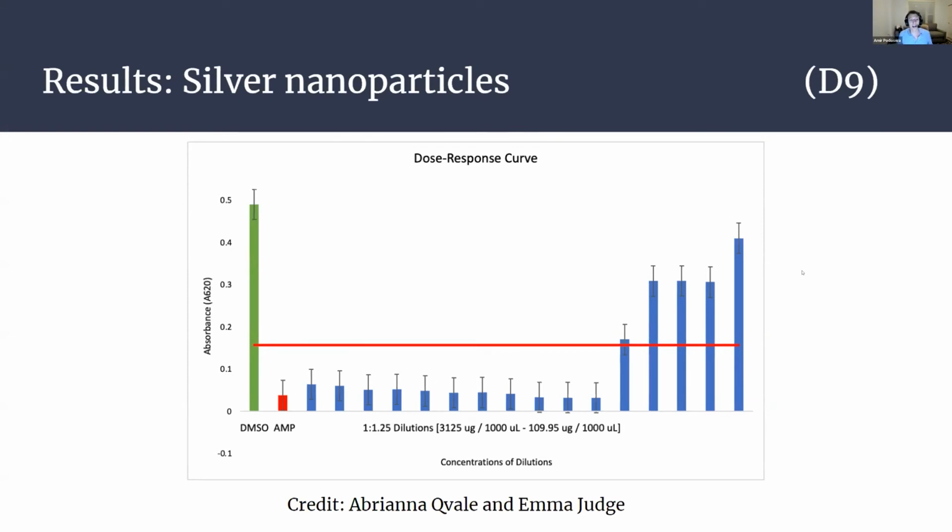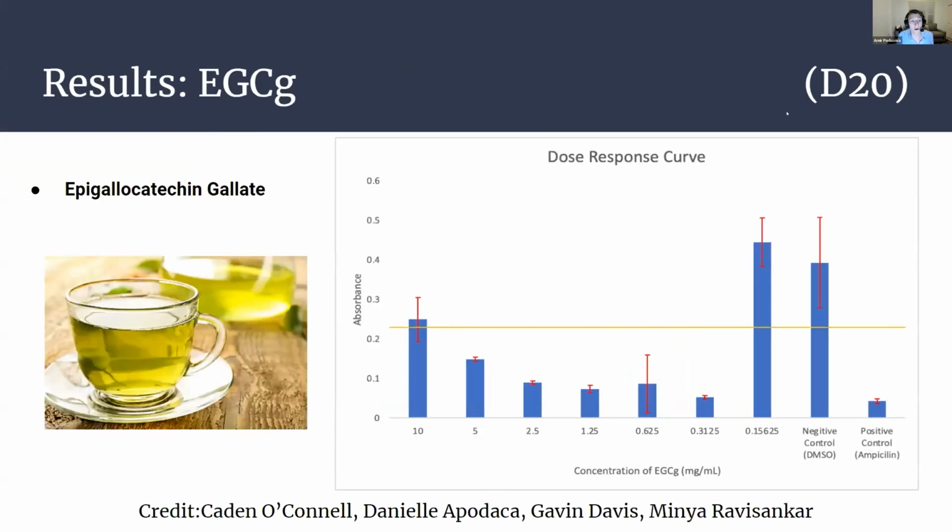I would also like to highlight another research that was conducted on epigallocatechin gallate. And epigallocatechin gallate, or EGCG, is a compound commonly found in green tea. And this compound has been theorized to have many health benefits before. And this group of researchers decided to test it for its antimicrobial capabilities.